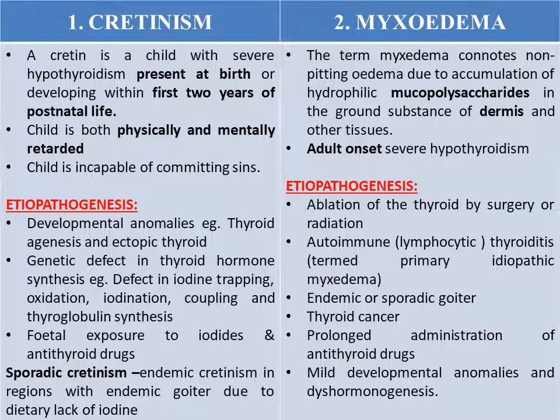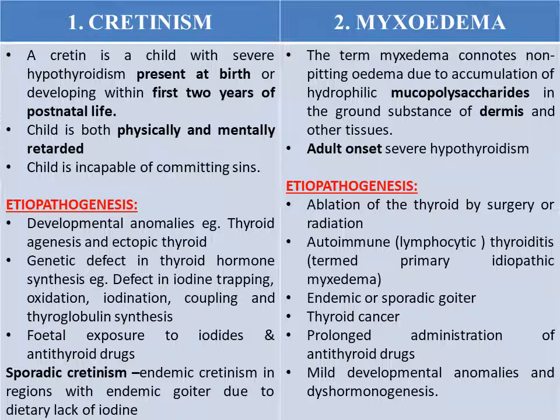For cretinism: developmental anomalies, that is thyroid agenesis, ectopic thyroid, genetic defects in thyroid hormone synthesis, defects in iodine trapping, oxidation, iodination, coupling and thyroglobulin synthesis. So these are all genetic defects. Then fetal exposure to iodides and antithyroid drugs is also one of the causes of cretinism. Then sporadic cretinism. Endemic cretinism in regions with endemic goiter due to dietary lack of iodine. Where iodine deficiency is observed, there endemic cretinism is observed.